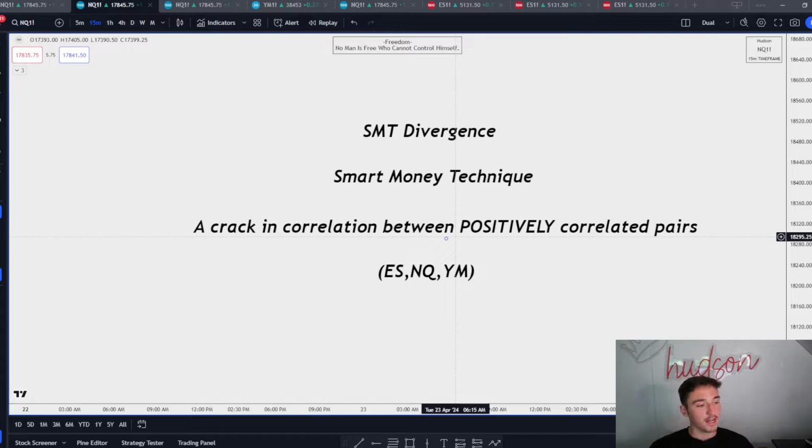I only trade indices: ES, NQ, and YM. I do not trade Forex, so I'm not going to be going over the negatively correlated pairs, ones that aren't correlated when one's going down and the other's going up, like Euro USD and USD Euro or GBP Euro, right? I don't trade Forex, I don't know the pairs. But for indices, you want to be using ES, NQ, and YM, right?